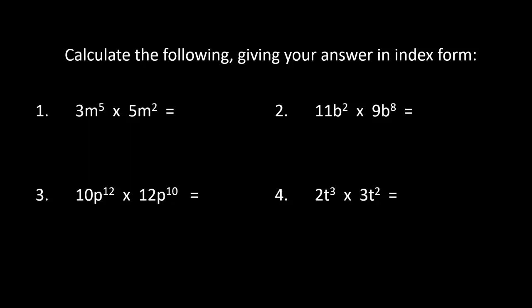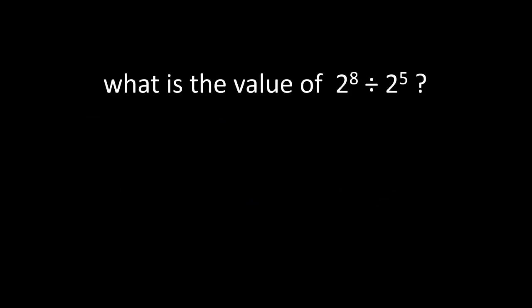Okay, how did that go? So let's have a look at number 1. Well, 3 5s are 15, and if we add the indices, m to the power 7. Number 2, 99b to the power 10. Number 3, 10 12s, 120. Add the indices, 120p to the power of 22. And last, number 4, 2 times 3 is 6, t to the power 5.